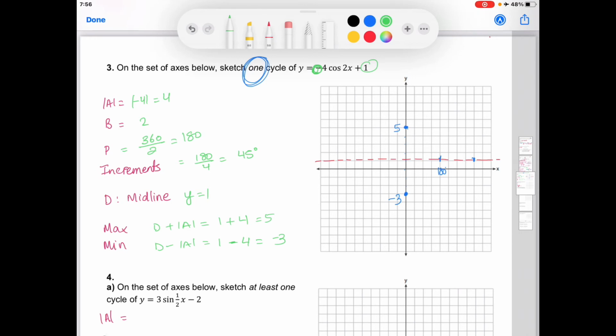So your sine, it's a cosine graph. It starts at max. But here, be careful. There's a negative, means it's what? Reflection over the x-axis. The negative tells you reflection over the x-axis.